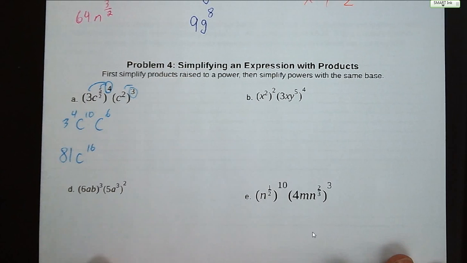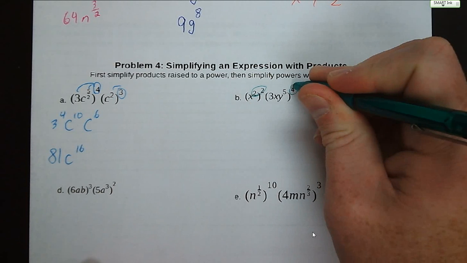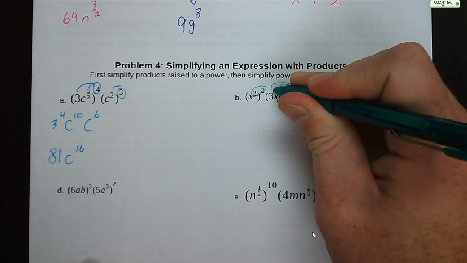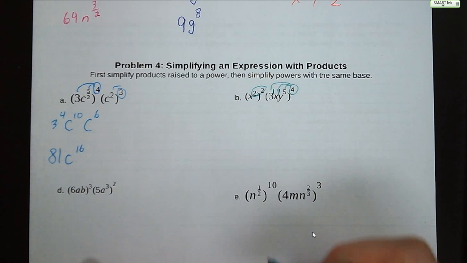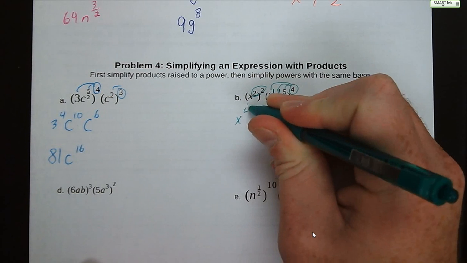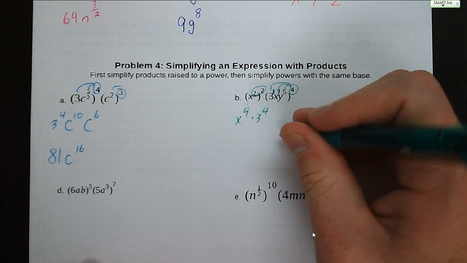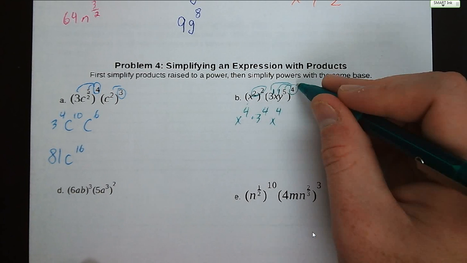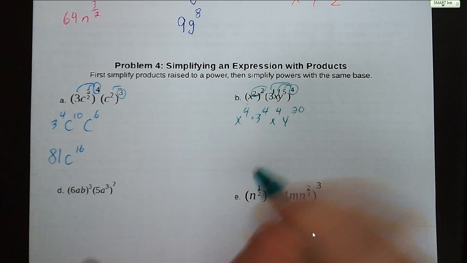Letter B, we have x squared squared. And then we have 3xy to the 5th being raised to the 4th power. So remember, we have the imaginary ones on the 3 and the x. So x squared squared is going to be x to the 4th power. Then we have times 3 to the 4th power times x to the 4th power, because 4 times 1 is 4, 4 times 1 is 4. y to the 5 times 4 is 20th power.